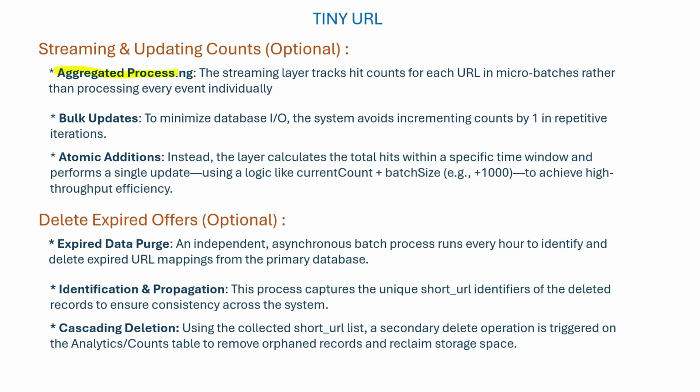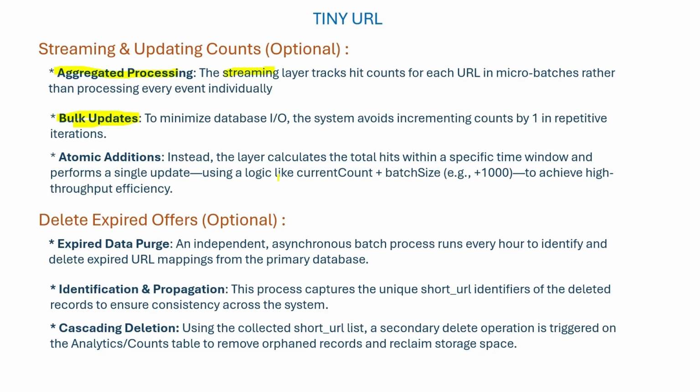We will aggregate the processing. So this streaming layer or batch processing layer will track the number of times a particular URL has been hit and store it in its micro batch memory, or in code itself. And how it will not update is that it will not try to update the count by incrementing it by one for each single Kafka message. Instead, it will go for bulk updates.